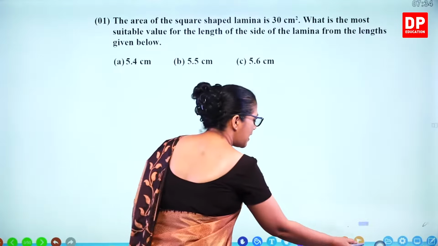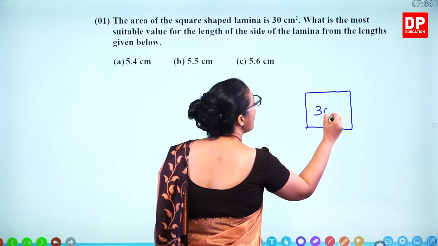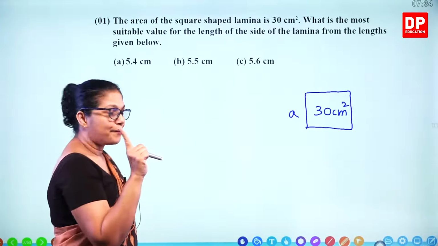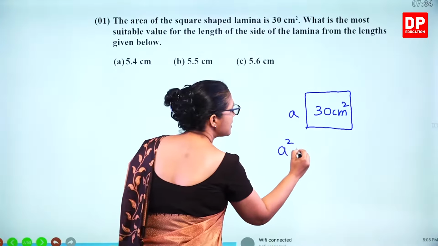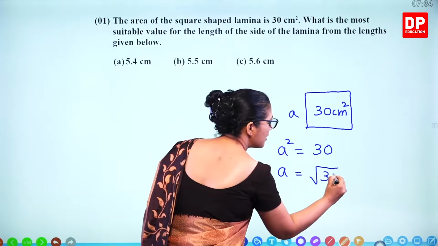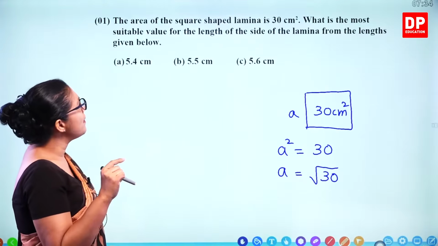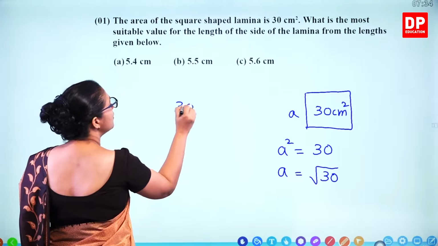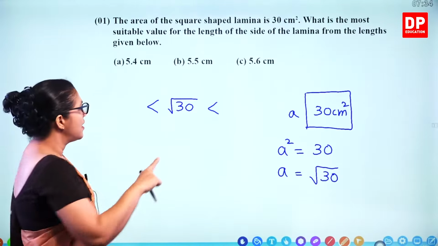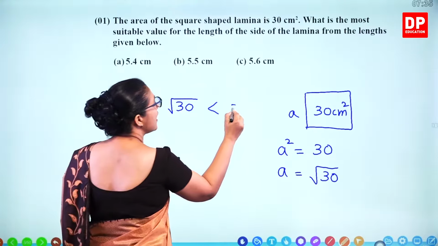So that means a square is there with area 30 square centimeters. If the side length is A, that means A squared is 30. How do you find the side length? You take the square root. So what's the square root of 30? How do you use the approximation method? You take the value and find the closest square numbers. Before 30, 25 is a square number, and after that, 36.